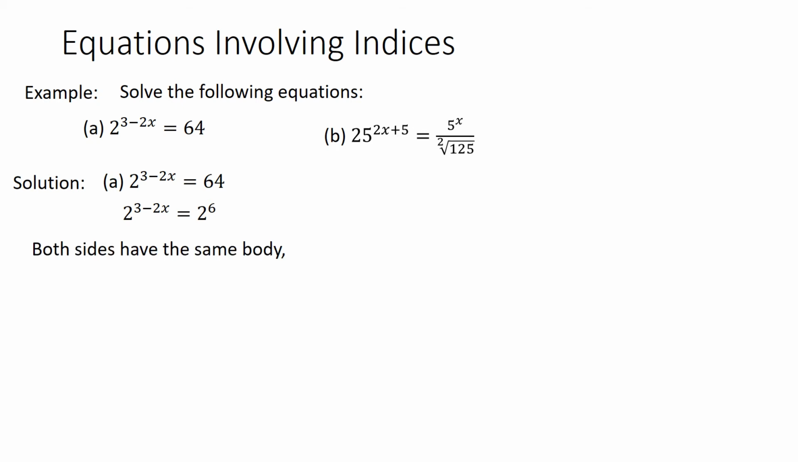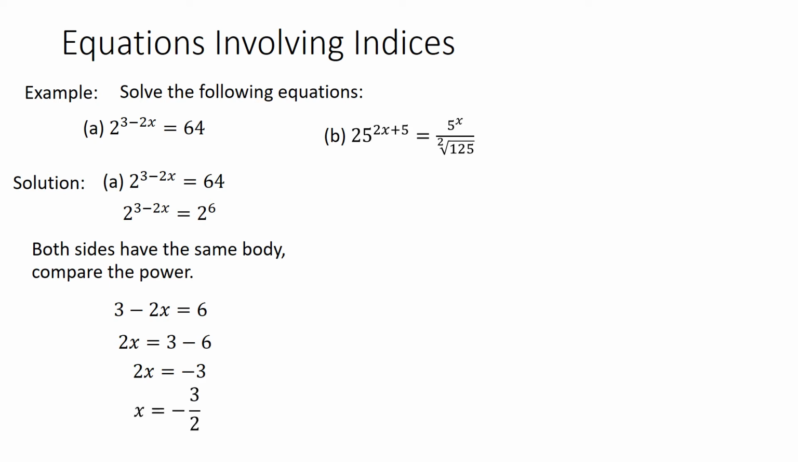We can change the 64 to 2 to the power 6. And from here, both sides have the same base. Therefore, we can compare the power, which is 3 minus 2x equal to 6. We solve this equation. 2x equals 3 minus 6, and the answer for x is negative 3 over 2.